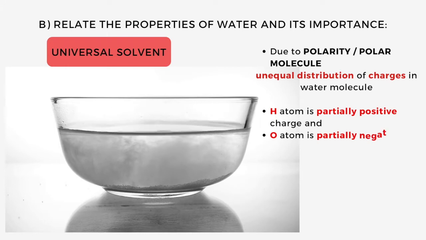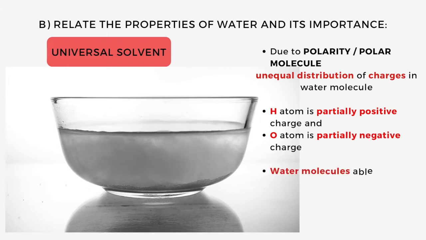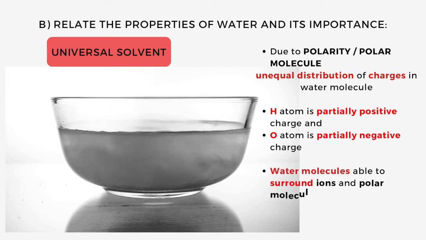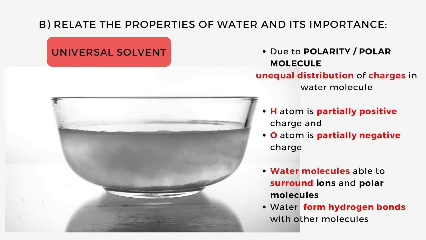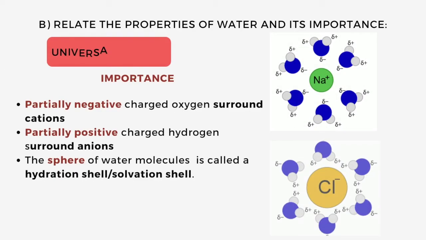The hydrogen atom has a partially positive charge. The oxygen atom has a partially negative charge. The water molecules are able to surround ions and polar molecules. Water forms hydrogen bonds with other molecules. So what is the importance of universal solvent?